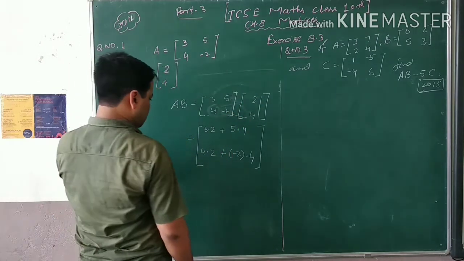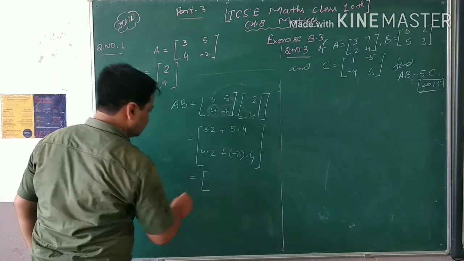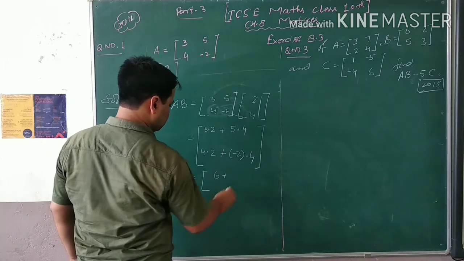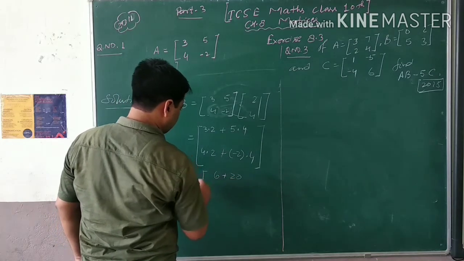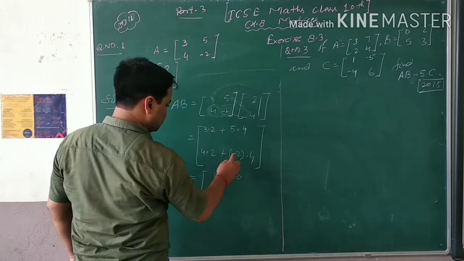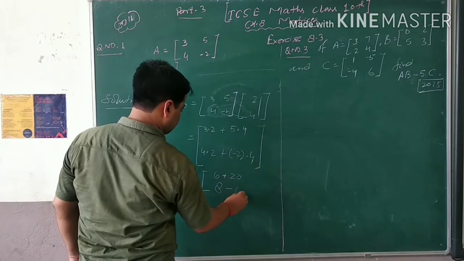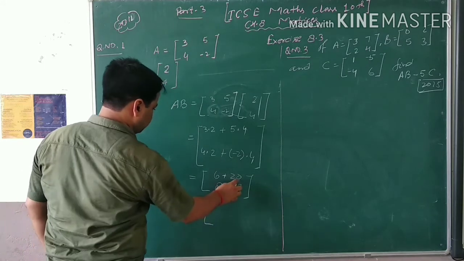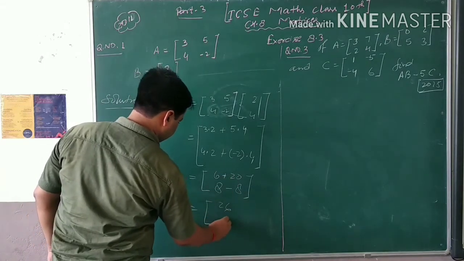Now what do we write? 3 twos are 6 plus 5 fours are 20, that is 26. And 4 twos are 8 plus minus 2 fours are minus 8. Then it will be 26 and 0.